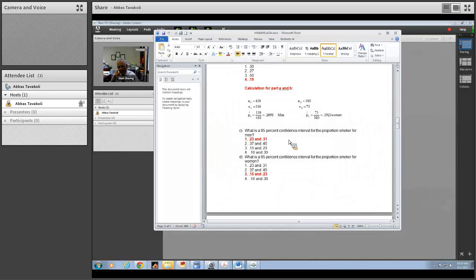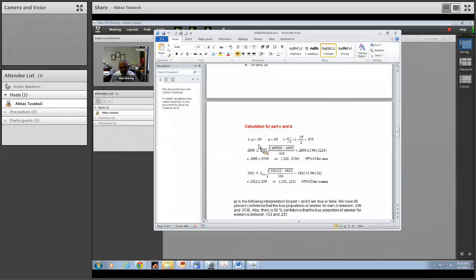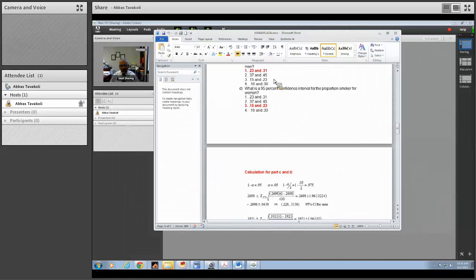Now we wanted to calculate the 95% confidence interval for smokers among men. Again, you're using the one sample proportion formula, with 1 minus alpha. Alpha is 0.05, so 0.975, and 0.268 plus or minus 0.975, and then P times 1 minus P over N, and the reliability coefficient from the Z table is 1.96. If you simplify, you get 0.226 and 0.3136, which is the correct answer.